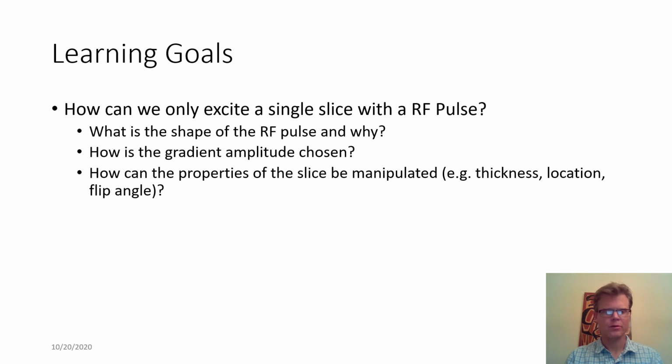Okay, that concludes the lecture for this chapter on slice selection. So really we're driving at this single question of how do we excite a single slice with an RF pulse. So now you should have an understanding of why we are choosing these sinc-shaped RF pulses, how we choose our gradient amplitudes, and then how we can manipulate other properties of the slice, like the thickness, the slice location, and the flip angle. Okay, thank you for watching.